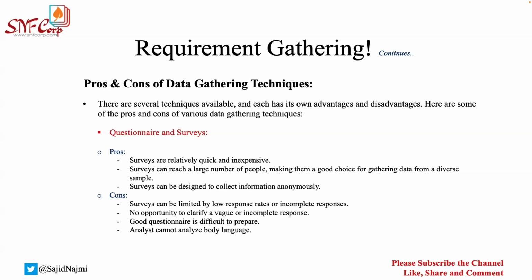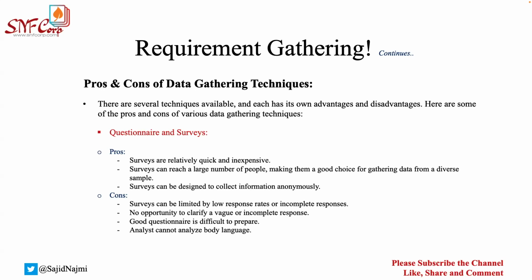And this can be done anonymously. You can send the same questionnaire to 500 different people, and they all can respond to you one-to-one anonymously, and no one knows who is sending you what. So these are the benefits. Now, what are the disadvantages of doing questionnaires and surveys?